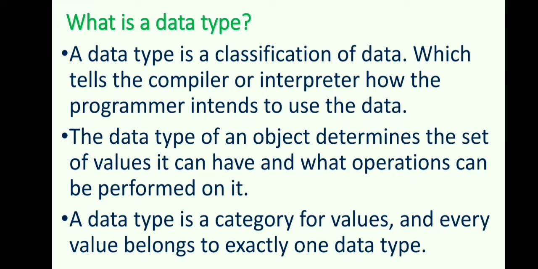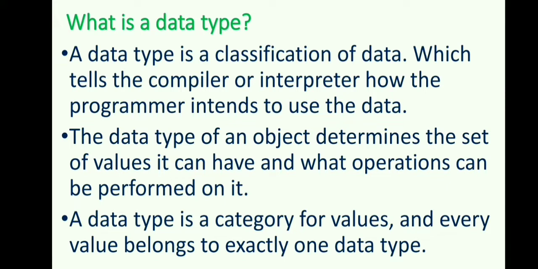What is a data type? A data type is a classification of data which tells the compiler or interpreter how the programmer intends to use the data. According to Cunningham and Ritchie, the data type of an object determines the set of values it can have and what operations can be performed on it.